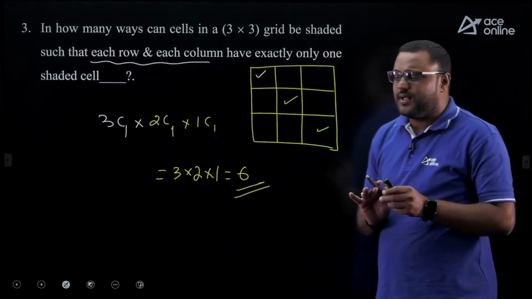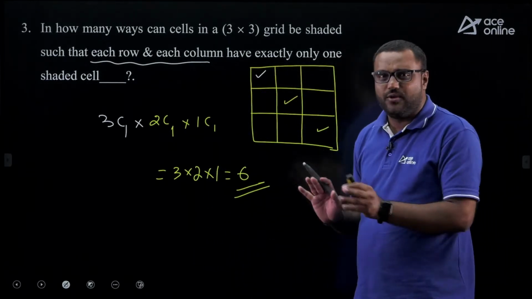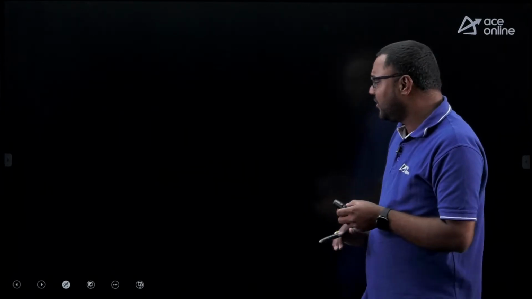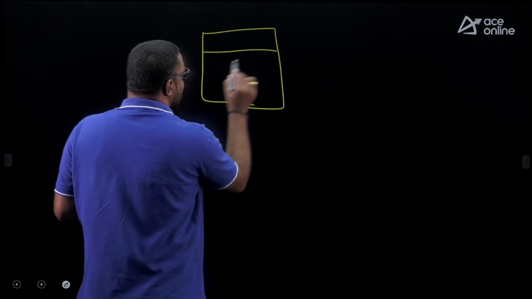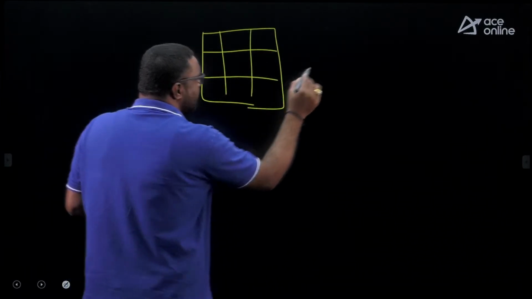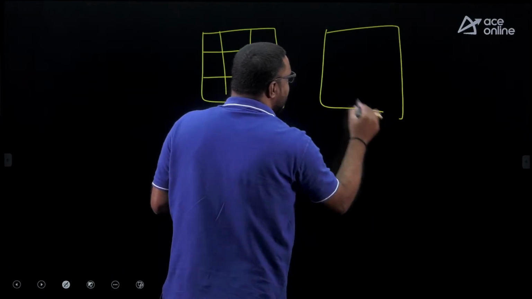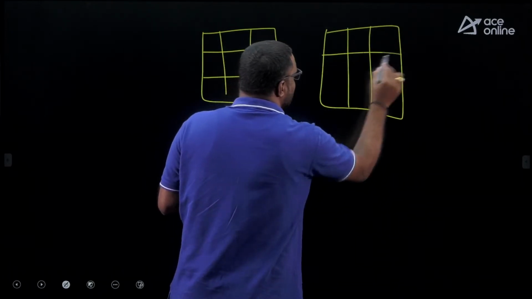Some of you may have a doubt: sir, how did you get that 6? Can you represent it? Yes, we'll show all 6 arrangements here in fast mode. You can see I'm just giving the 6 diagrams here. I'll show all those 6 arrangements. What is the possibility?